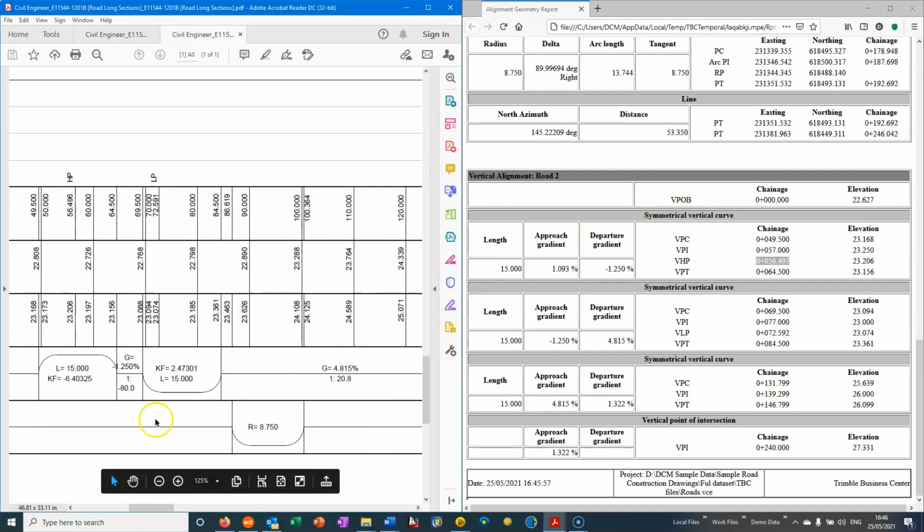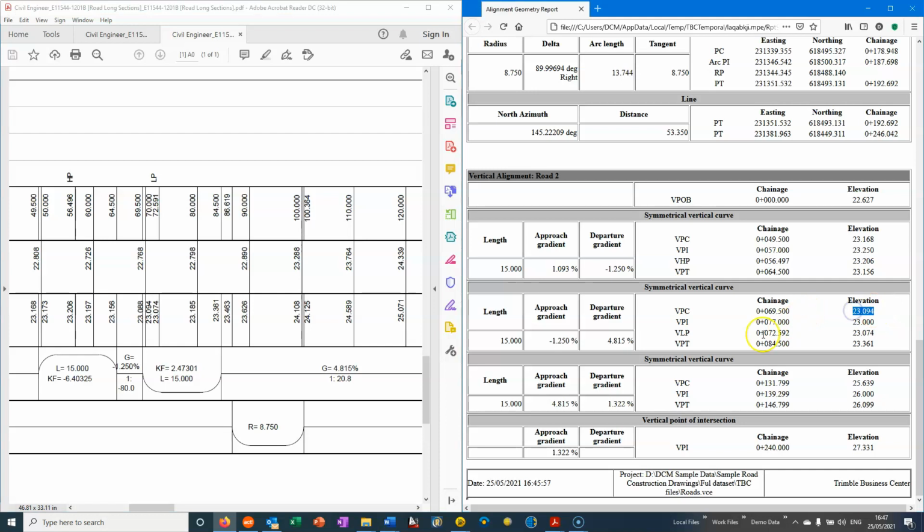And then we can go to the next vertical curve here, starting at 69.5, which is correct, 23.088. So we've got a 6 mil difference there. So it could just be rounding on the grades, I would guess, is what's happening there. And then we've got the end of that at 84.5, and again, the level spot on there. And then the high point, or low point in this case, is 72.592 with a level of 23.074.